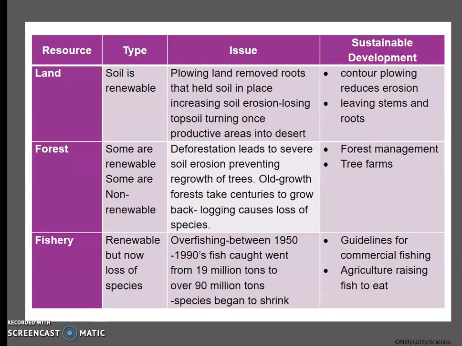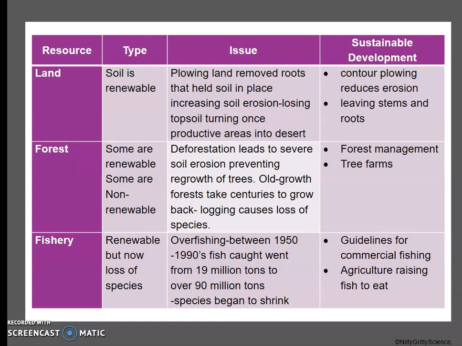Now here we have some resources and issues that can arise with them. So we're going to go through this. You have this table in your notes. Please fill it out as we go. There is one box that is not in your notes that I would ask you to write in at the bottom. So our first resource is land.